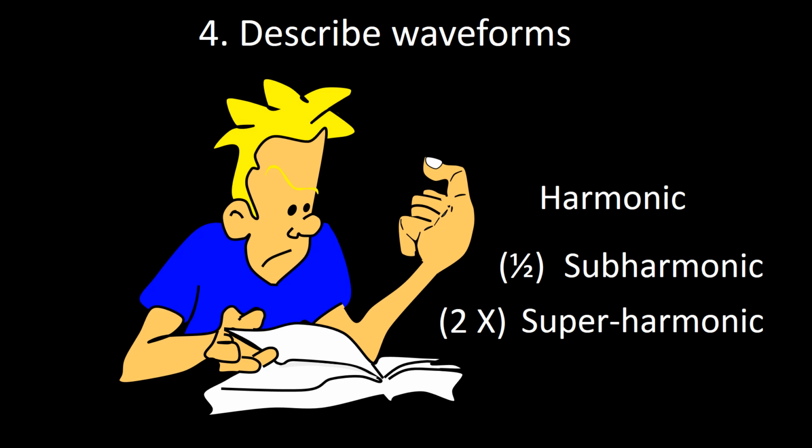Waveforms can also be classified as harmonic when their frequency is an integral multiple of a fundamental frequency. Usually the term subharmonic implies a frequency 1.5 times the fundamental frequency, and superharmonic when it is twice the fundamental frequency. This term is usually used for alpha activity.